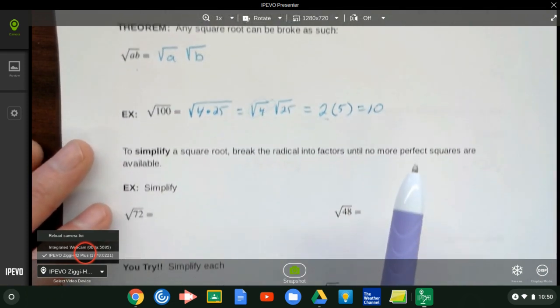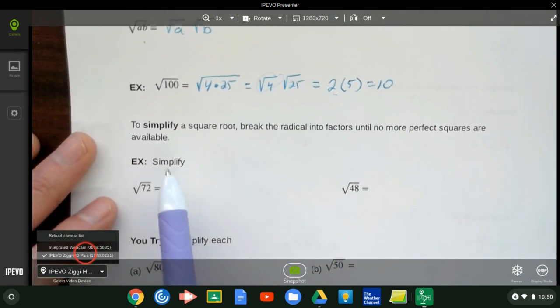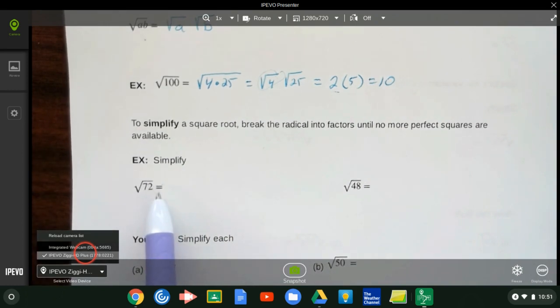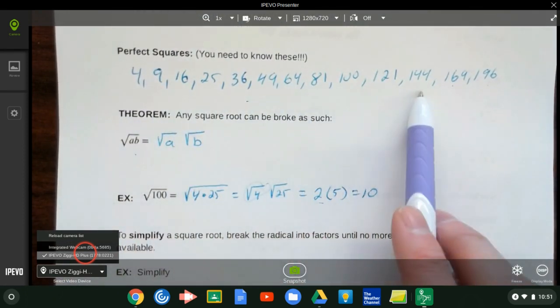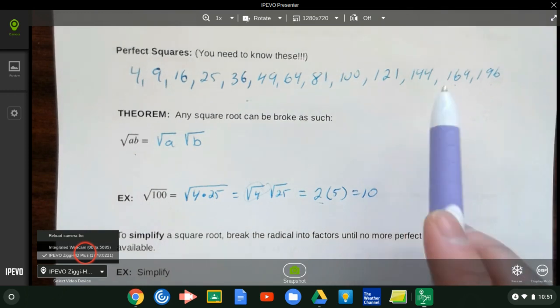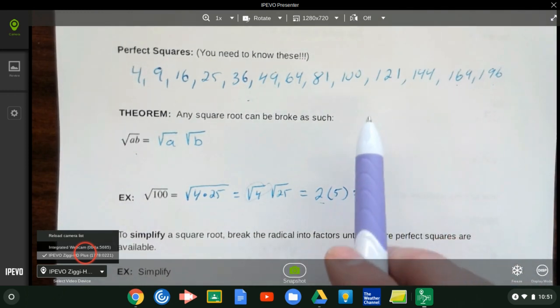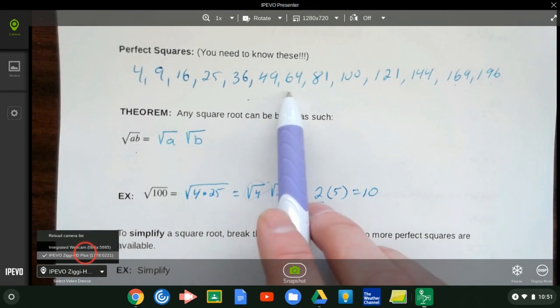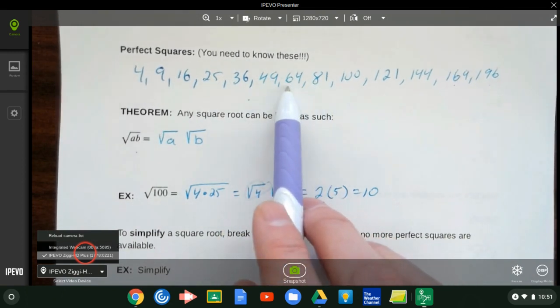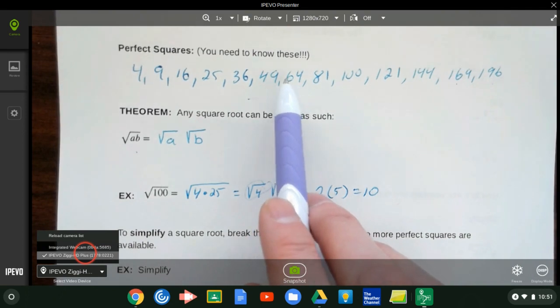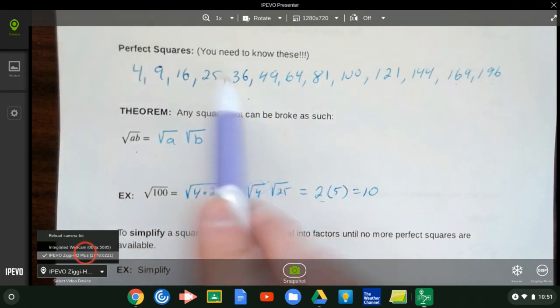And again, you did this last year: simplifying the square root of 72. Now, one thing I like to do: don't just start randomly choosing numbers that go into 72. Go back to this list. Any square factor has to be smaller than half of 72. So I'm not going to choose 81, because 81 won't go into 72. 64 is going to be too big. Maybe I'll start at 36.